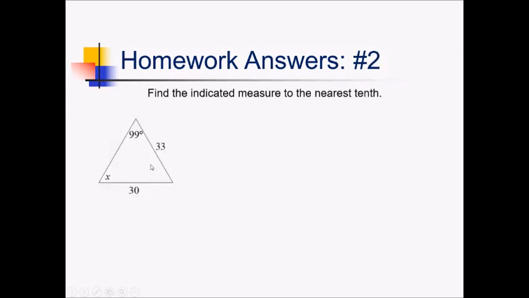On this problem, I'm trying to find this missing angle. Since it's not a right triangle, and since I know a side and an angle that are across from each other, I'll use the law of sines. Sine of A over A equals sine of B over B. So let's start with the pair that I know. We have sine of 99 divided by the side across from it, 30, equaling the sine of the angle we're missing here, x, over the 33 that's across from that.